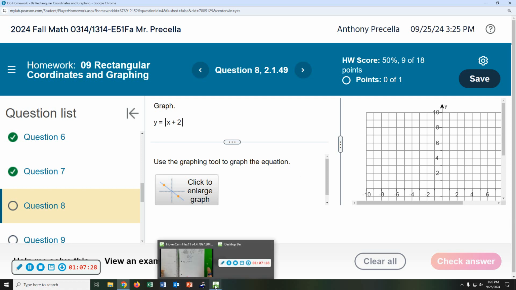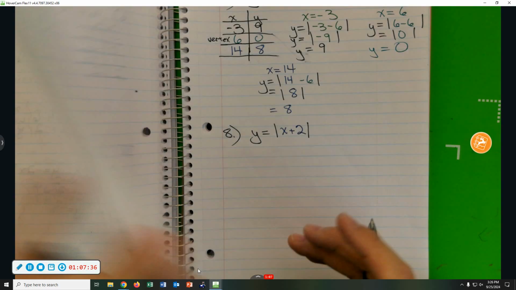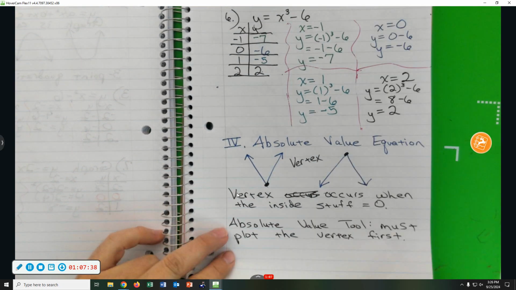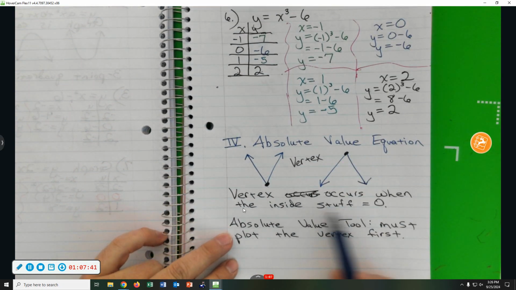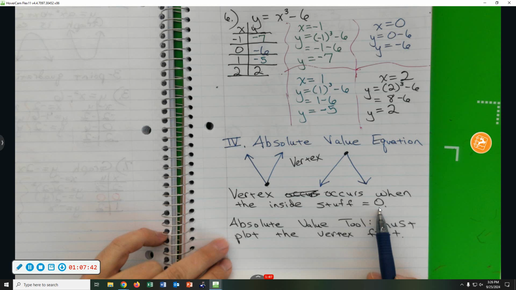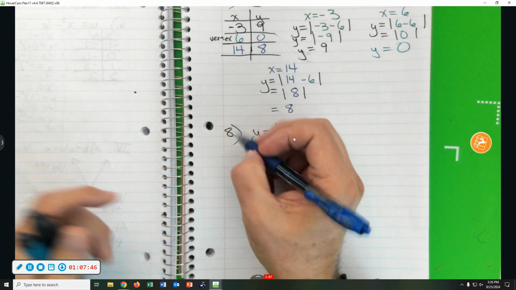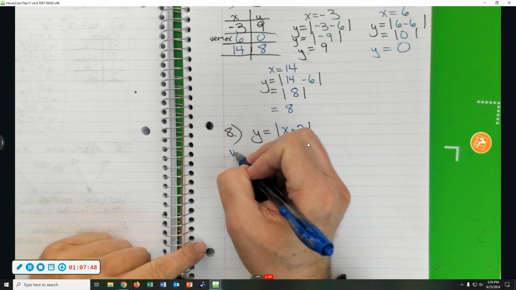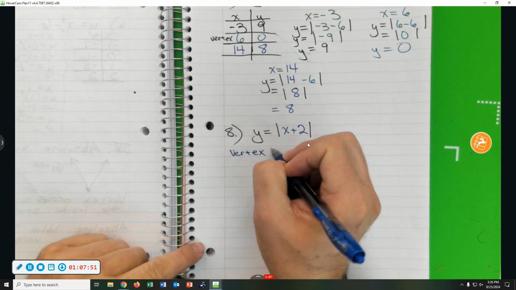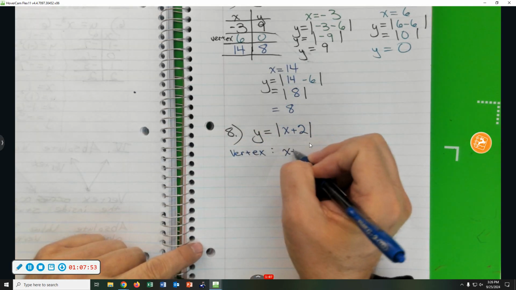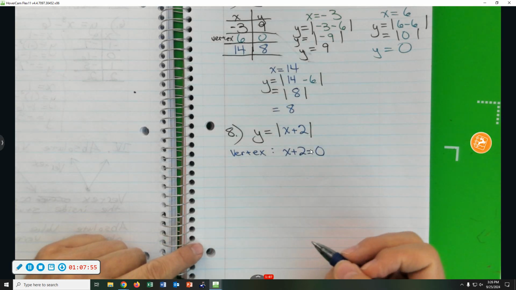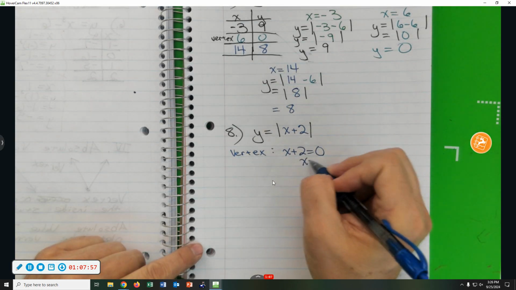And we know how the graphing tool works for absolute values. The first point you need to plot is that vertex. So, where does the vertex occur? The vertex will occur when the inside step is equal to 0. So this inside step, when is x plus 2 equal to 0? That's what you're asking yourself. You're thinking vertex, when is the inside step equal to 0? What are you going to get?